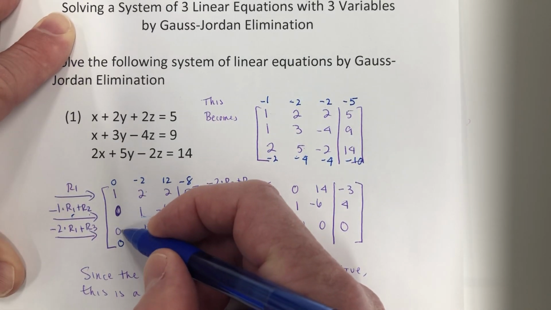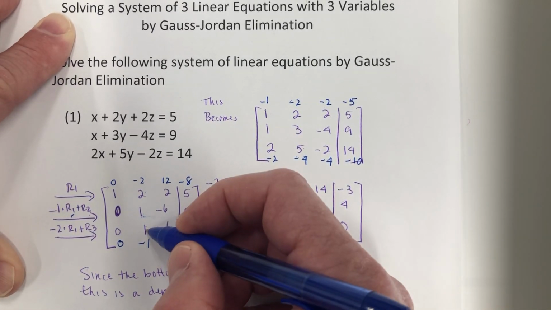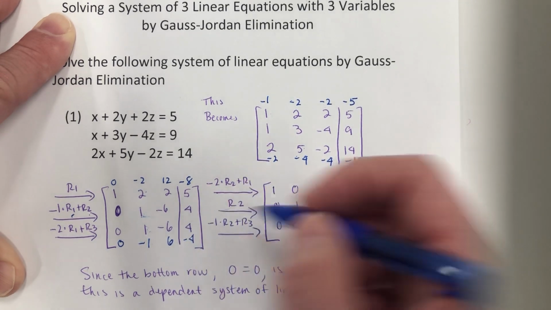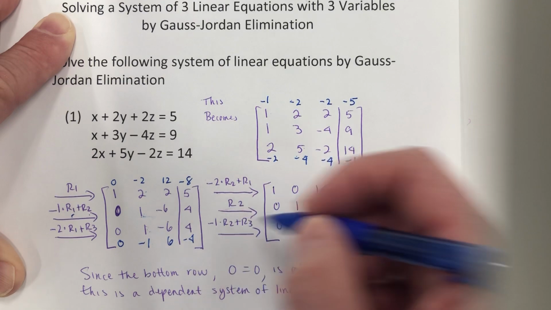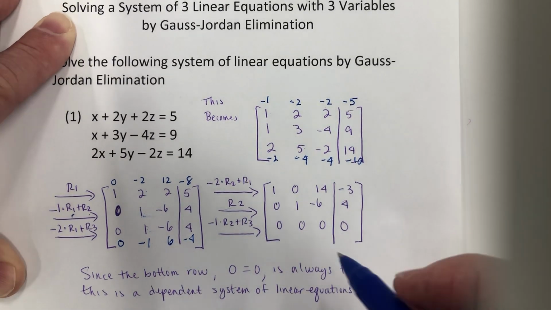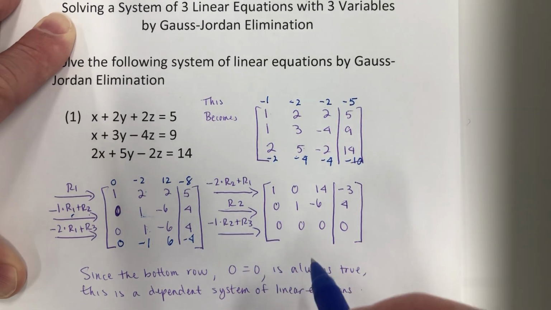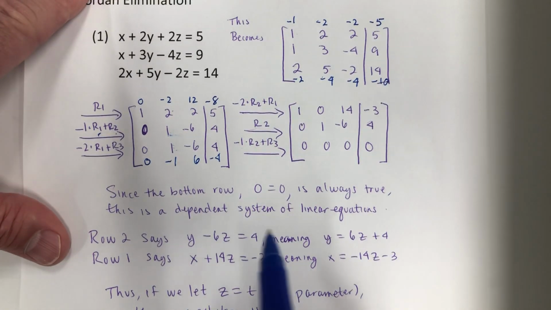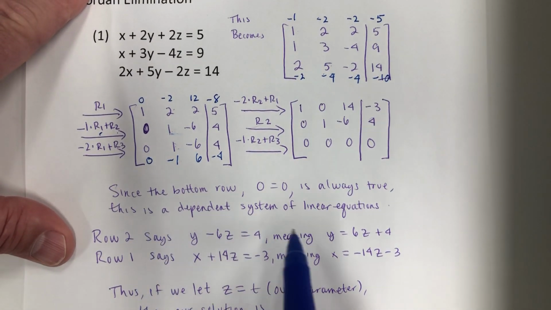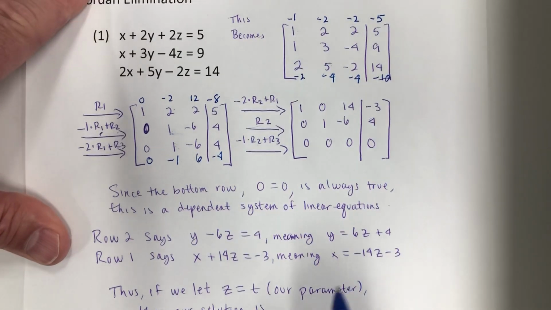Add these two rows together. 0 plus 0 is 0. 1 plus negative 1 is 0, excuse me. Negative 6 plus 6 is 0, and 4 plus negative 4 is 0. Well, we got a bottom row that says 0 equals 0, which is always true. And so that tells us that we have a dependent system of linear equations.